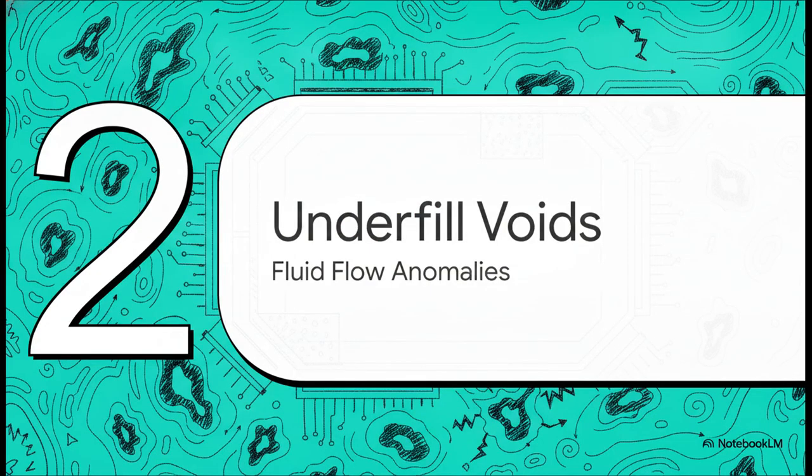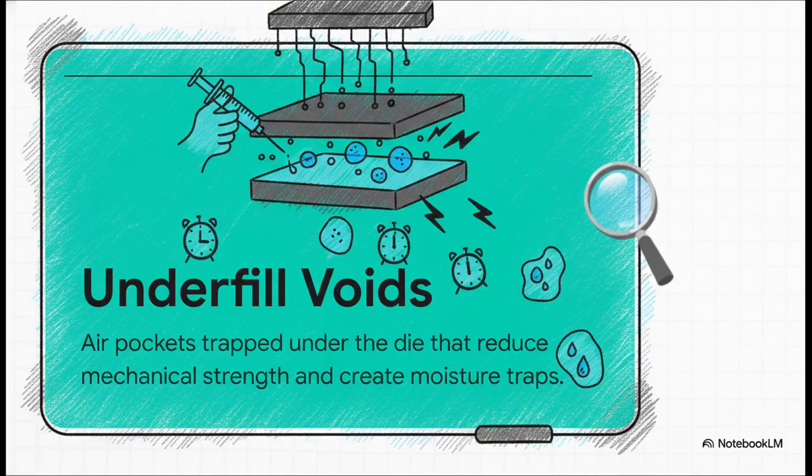Section 2, underfill voids and fluid flow anomalies. Let's move on to our first specific microscopic villain, trapped air. So underneath the silicon die, engineers inject a fluid to protect all those tiny connections. But sometimes invisible pockets of air get trapped. These underfill voids act like ticking time bombs.